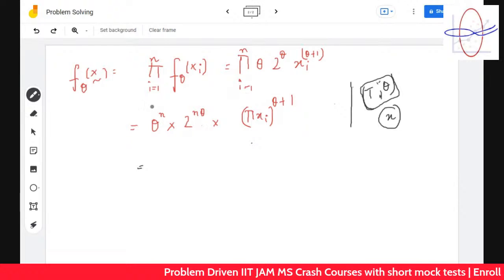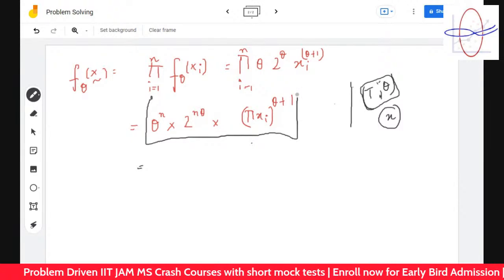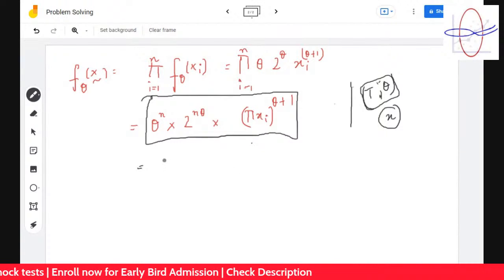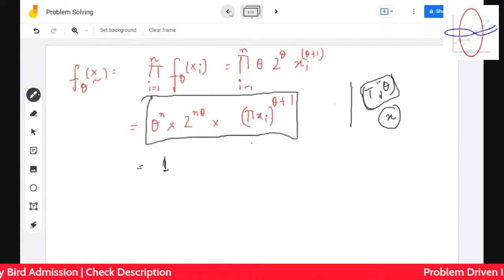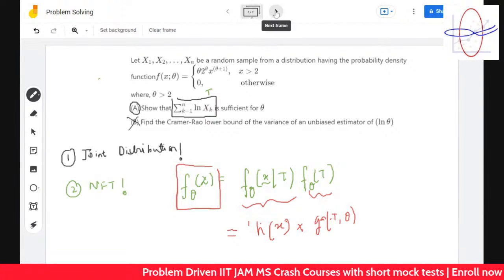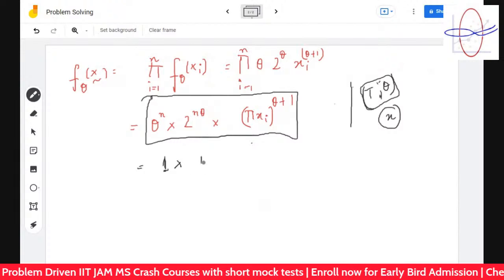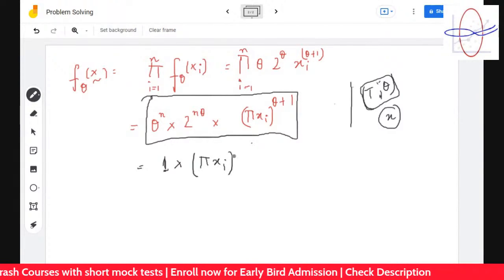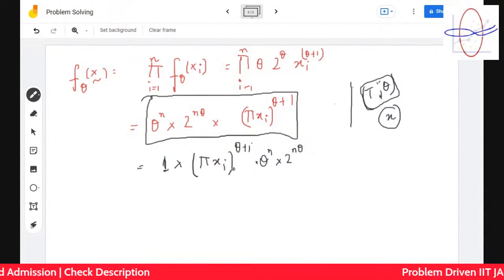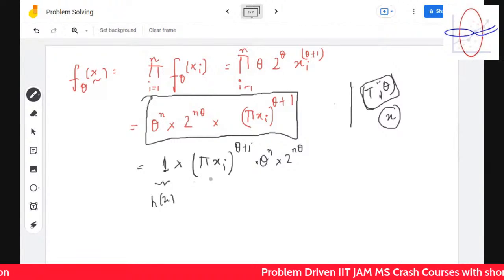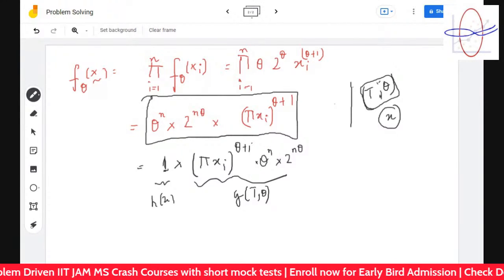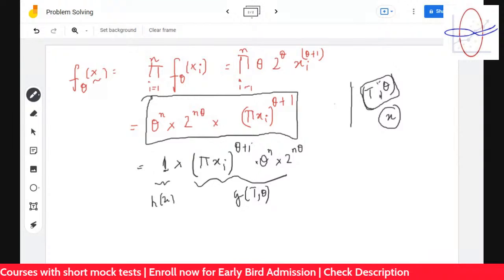Okay, in fact you can consider the entire one, and the just x part is just 1. So h of x times g of t comma theta. So this is the h of x and this is the g of t comma theta. Is it fine with you guys? Did you understand this? I'm doing it very slowly since you're starting out.